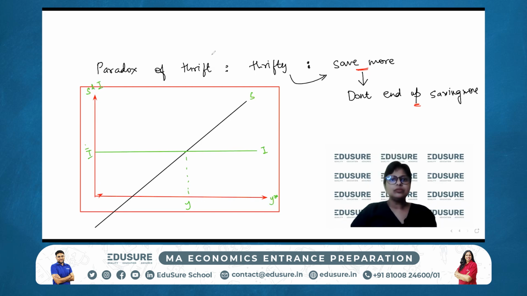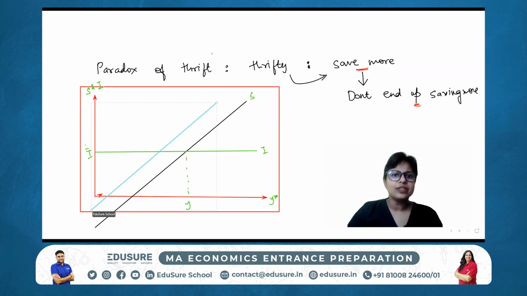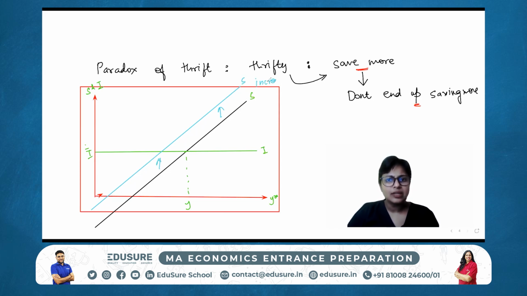All right. Now, we'll show the paradox of thrift by just shifting our savings curve. So we shift it up. Okay, we are saving more, we are spending less. So what I was saying is, we show the paradox of thrift by showing that the savings function shifted up. Okay, so we are trying to increase our savings by shifting the savings function up. Okay, so we've increased our savings.